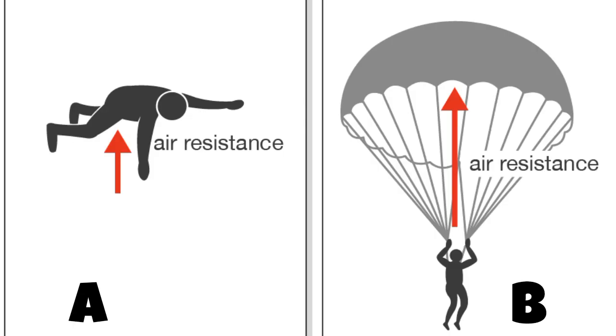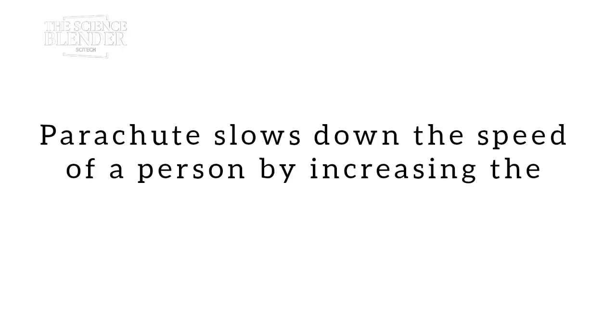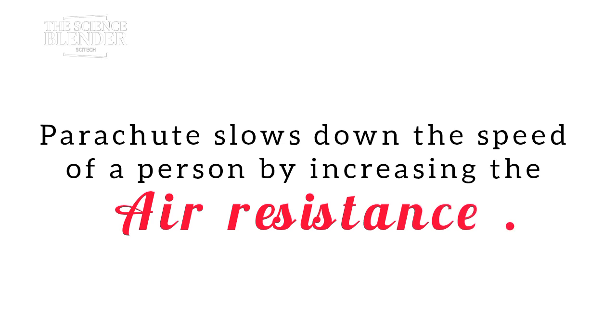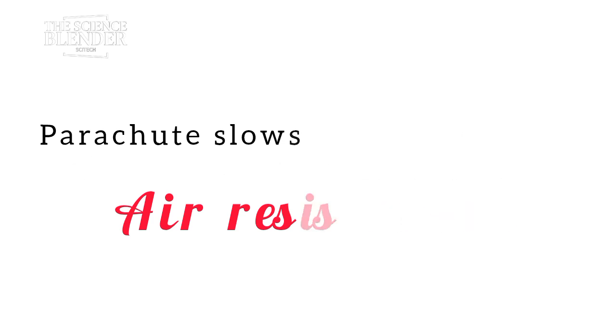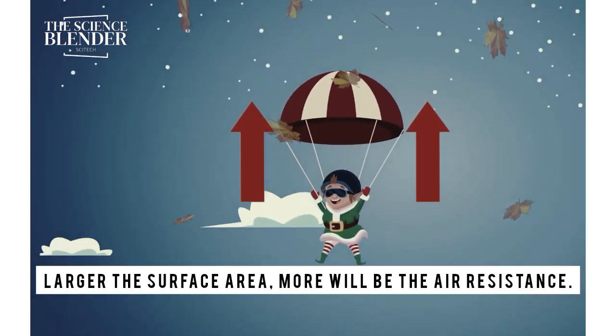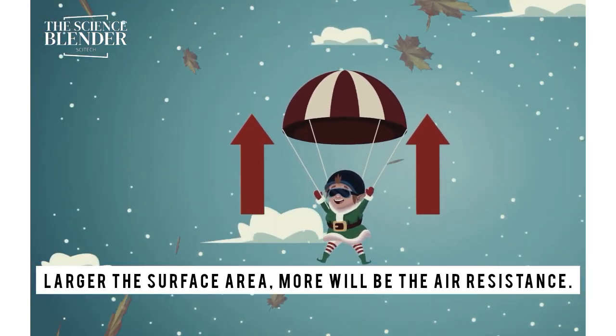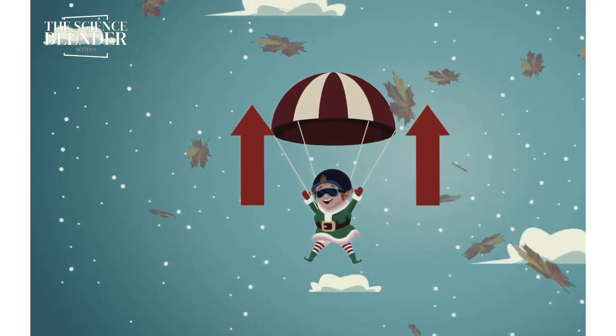Look at the two pictures. What do you think, will the paratrooper without the parachute fall down quickly or the person with the parachute? Yes, you are right. A parachute slows down the speed of a person by increasing the air resistance. So, the person with the parachute will fall down slowly. But how? Basically, the larger the surface area, the more the air resistance. And the lower the surface area, the less the air resistance.